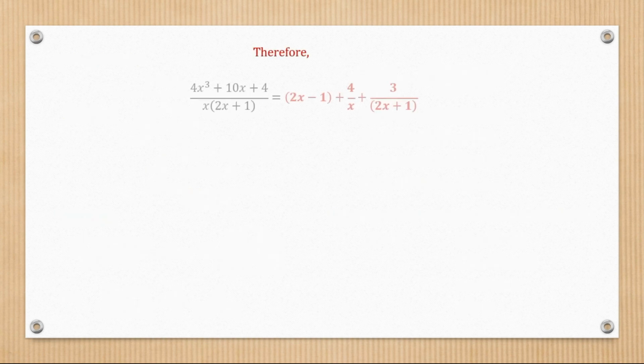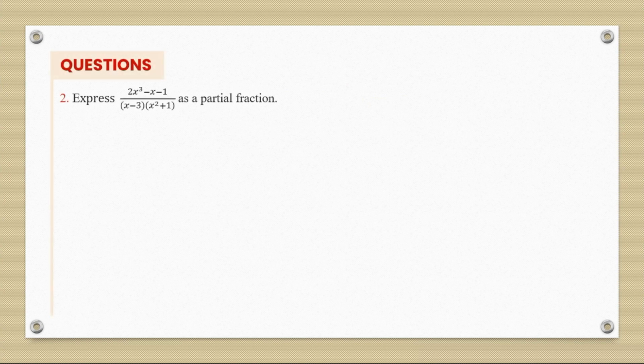So therefore, our equation shall be equal to, now this is the mixed part, but now where we had the other side, we're going to replace that with the partial fractions. So we're going to have 2x minus 1 plus 4 over x plus 3 over 2x plus 1, and that is what they wanted. Let's look at another question.